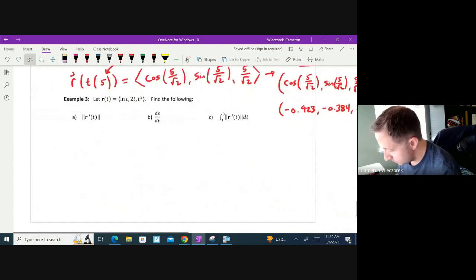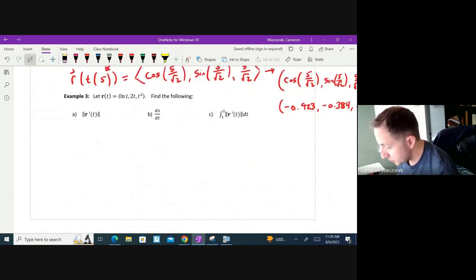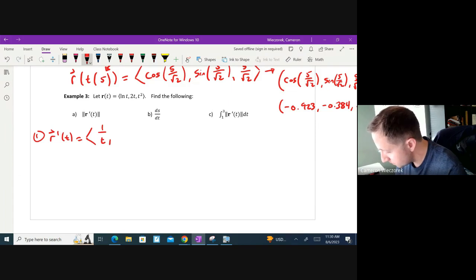Okay, last one. We have a space curve given by x of t equals natural log t, y of t equals 2t, and z of t equals t squared. Looking at the different things I'm going to have to do in this problem, I know at least by part C, I'm going to have to take an integral. In part A, they're asking me to find the magnitude of r prime of t. So first thing I'm going to do is find the derivative vector, the tangent vector r prime of t. The derivative of natural log t would be 1 over t. The derivative of 2t would be 2. And the derivative of t squared would be 2t.